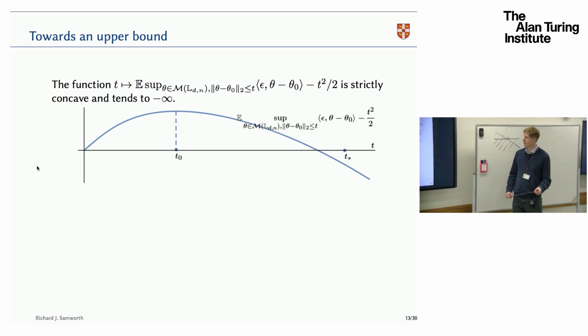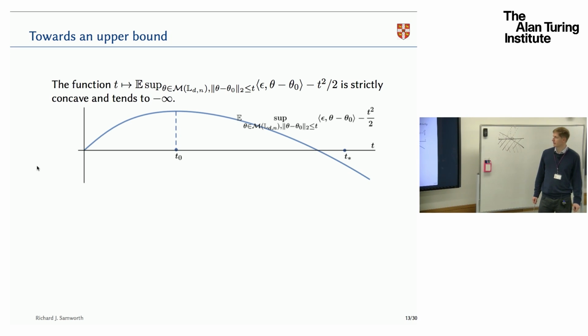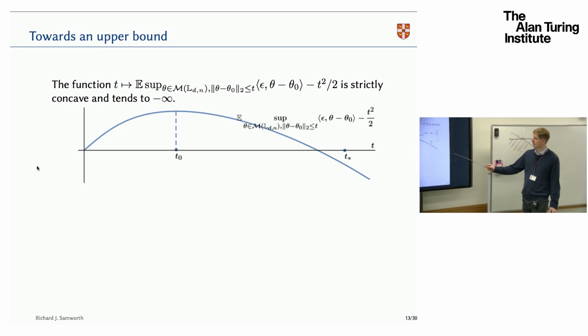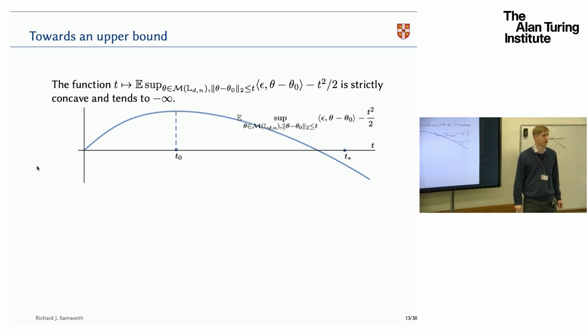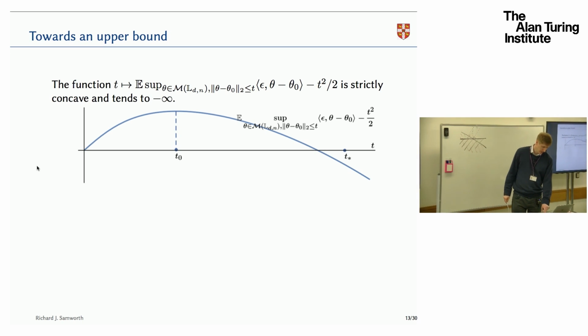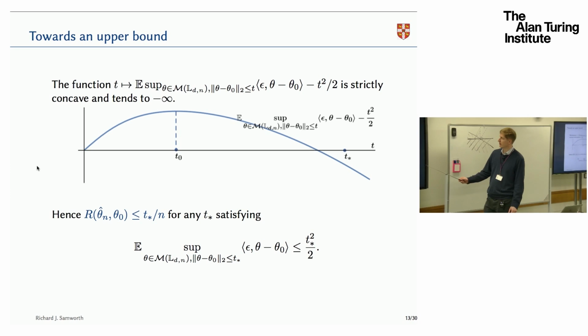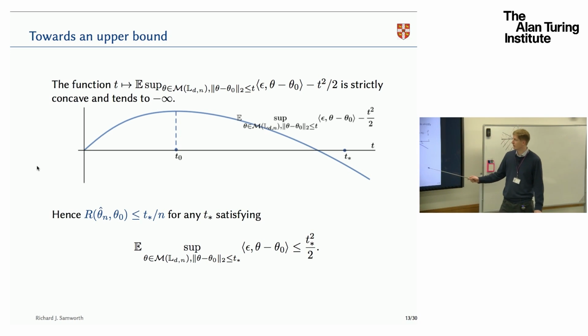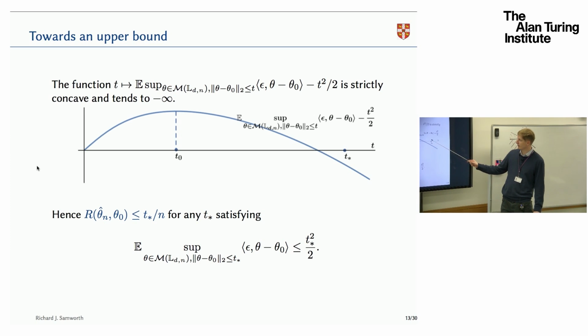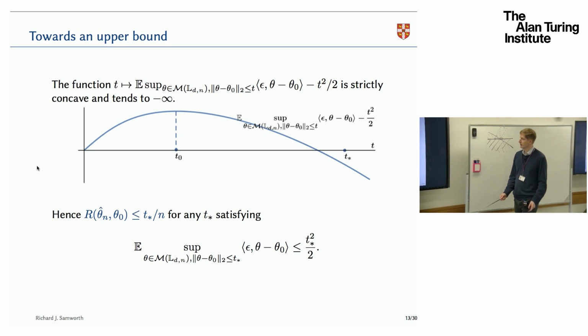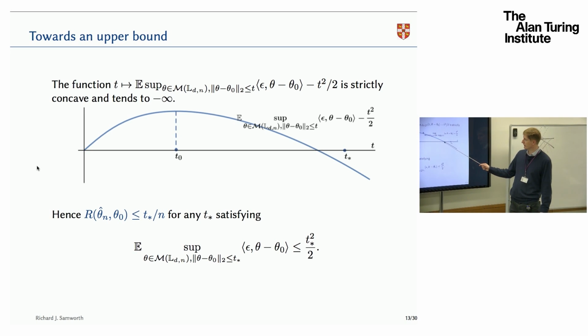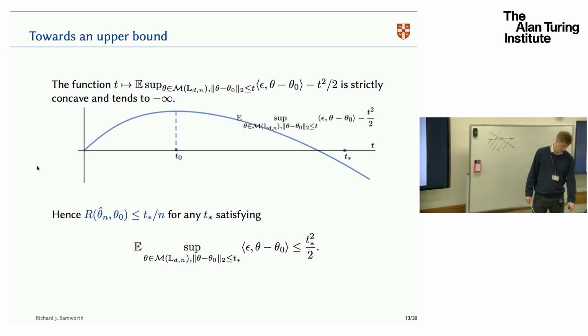So here's a picture to have in mind. What is obvious from the picture is that if I can find any upper bound T star for where I'm crossing the x-axis here, then certainly that's going to be an upper bound on T0. So if I want to bound the risk, then I can say it would be less than or equal to T star over n for any point T star which is beyond the point where that function crosses the x-axis. So my strategy is going to be to try to find an upper bound for this point here, and therefore to bound the risk.